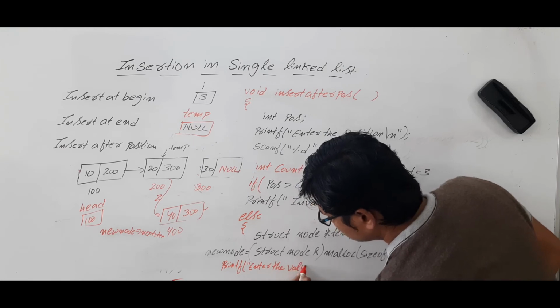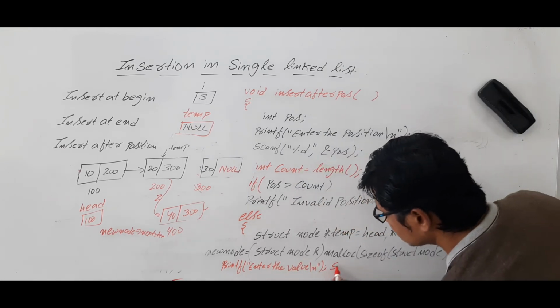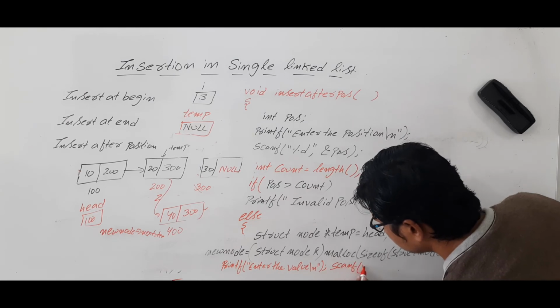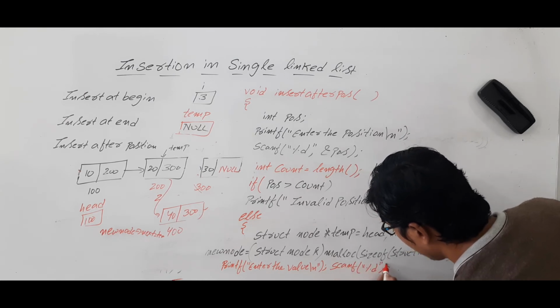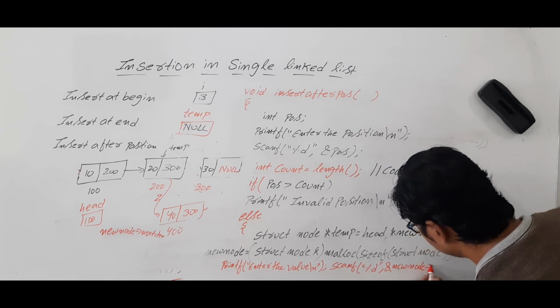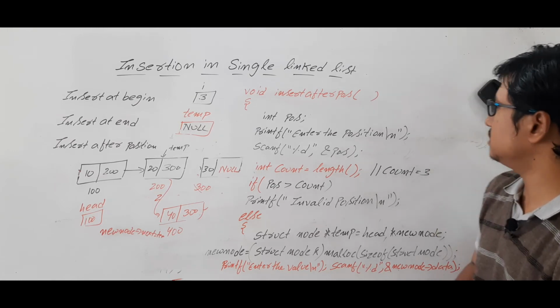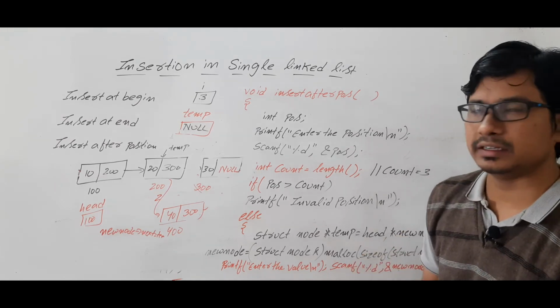Okay. Once the user has entered the value, you need to scan it. So you will write scanf("%d", &newnode->data). Is it clear? I hope it is visible for you. Because there is a space issue, I am writing here.